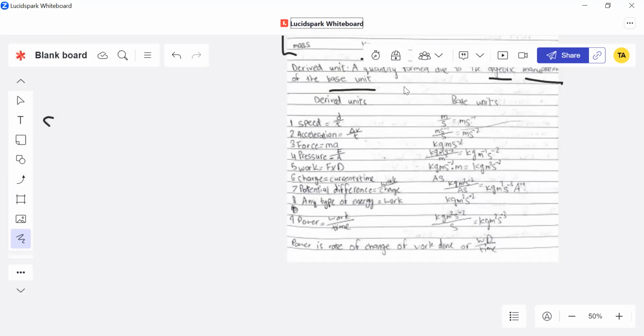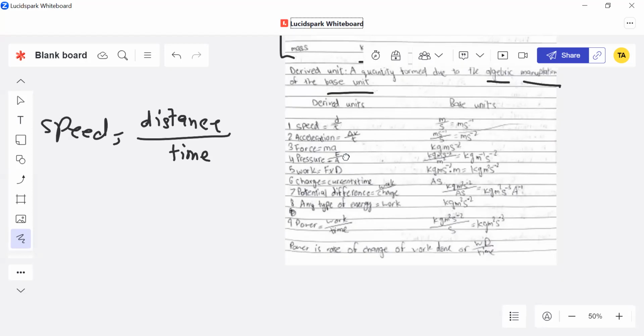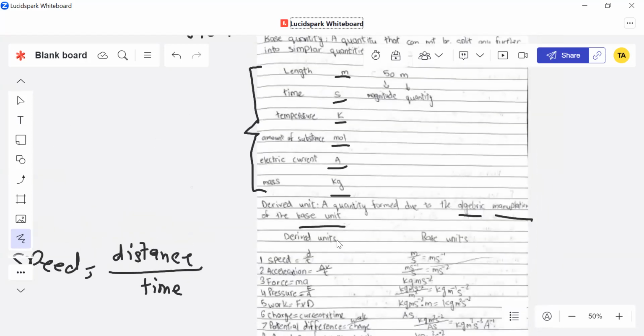Let's say we have speed, right? And speed has the formula of distance over time, right? And I know that distance is length. Distance is length, and time is time, and length has the unit m or meters. So I write, instead of distance, I write m, and instead of time, I will write seconds. So what I get is m over s.